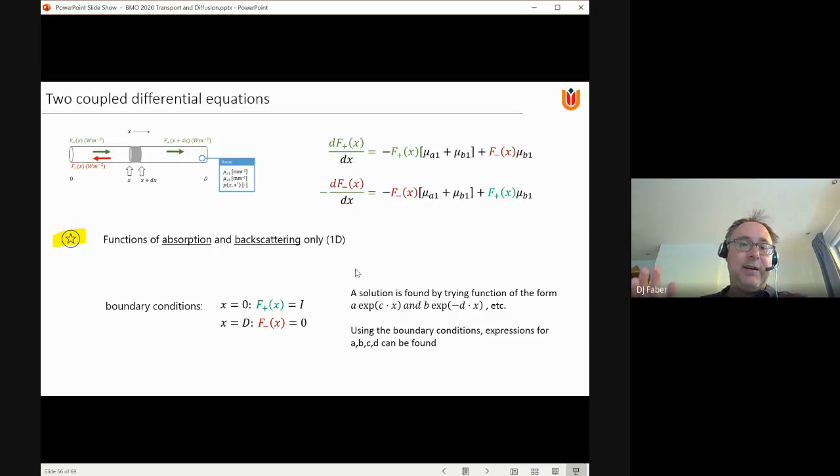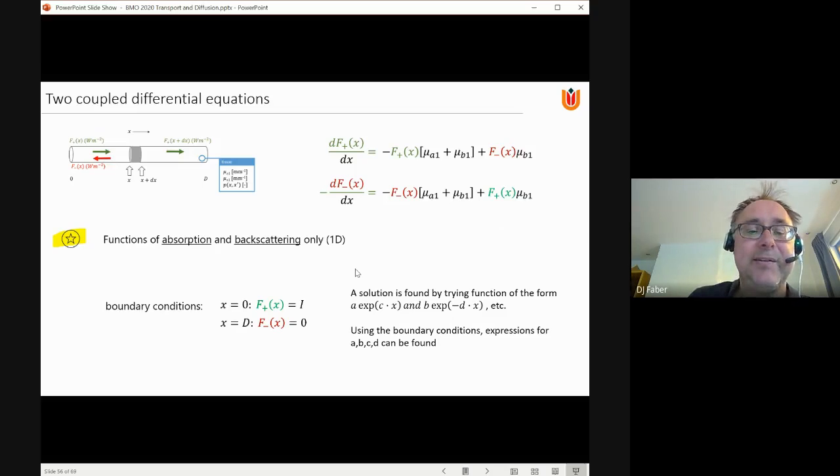We would like to try to find a solution. These are two coupled differential equations, because of the cross terms in there, they are coupled. If we want to solve that, we need boundary conditions. Luckily, we have a few. We know that at the entrance of our long cylinder, at x is 0, on the left-hand side, the flux in the positive direction is equal to the incident intensity. So F plus of x at x is 0 is equal to the input intensity.